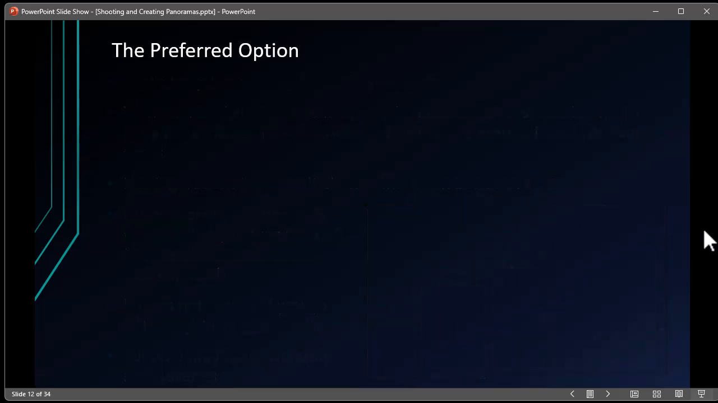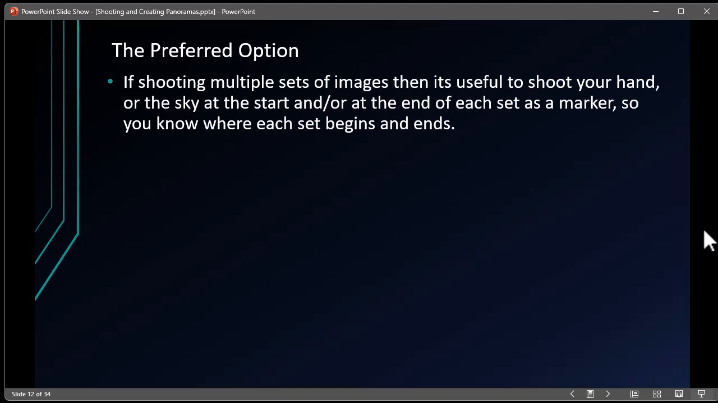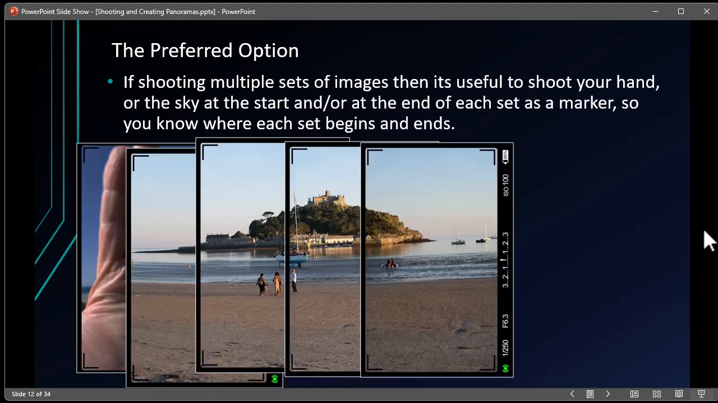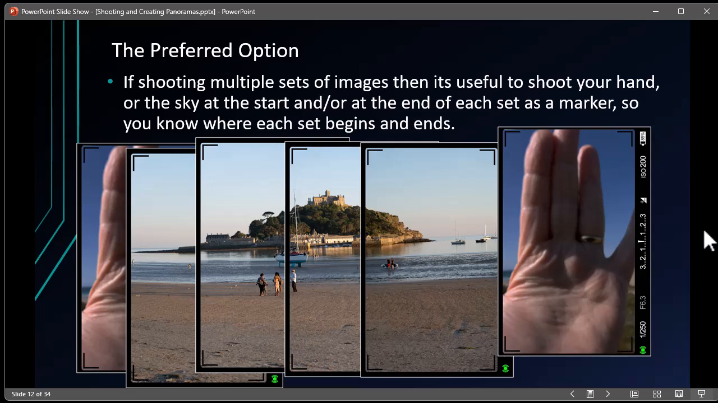So having taken the images, we now need to merge them together in Photoshop or Lightroom. As we've already said, if you're taking multiple sets of images, it's useful to shoot your hand or the sky or your feet or something at the beginning and end of each set, so that you have a marker so you know where each set of images begins and ends. So, take a picture of your hand, take your shots, and then take another picture of your hand at the end. You don't have to include the pictures of your hands in the final image, obviously.